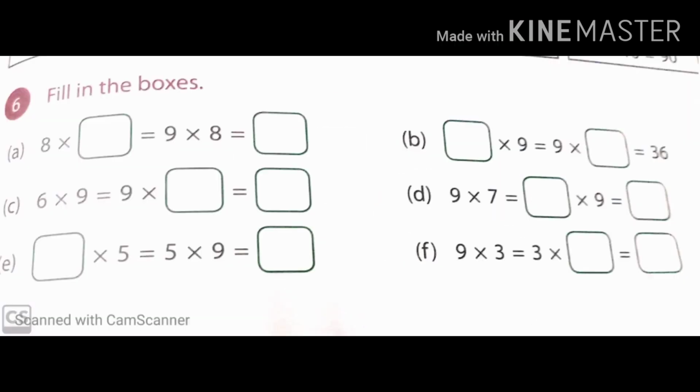Fill in the boxes. 8 into dash equals to 9 into 8 equals to dash. Dash into 9 equals to 9 into dash equals to 36. 6 into 9 equals to 9 into dash equals to dash. 9 into 7 equals to dash into 9 equals to dash. Dash into 5 equals to 5 into 9 equals to dash. 9 into 3 equals to 3 into dash equals to dash.